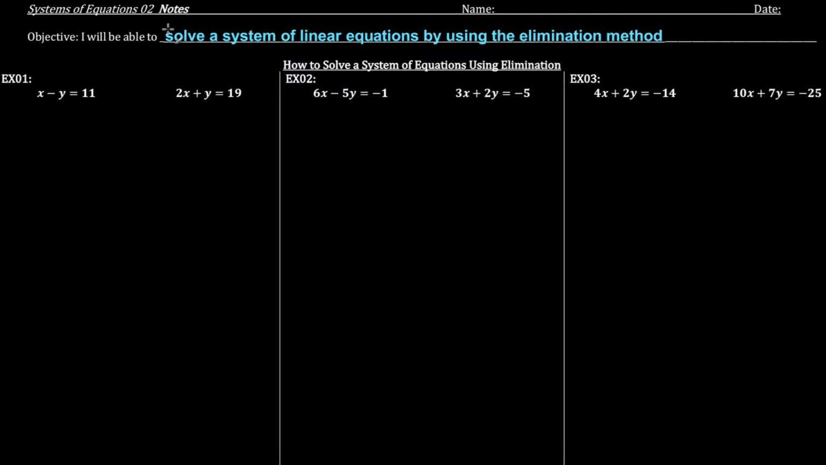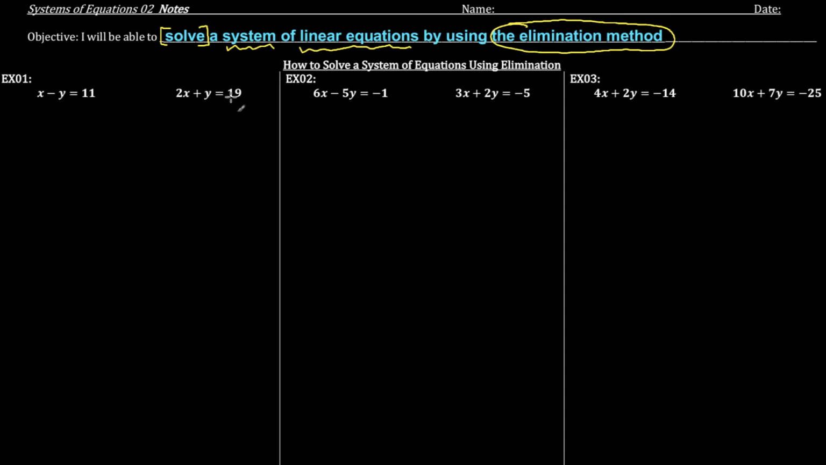All right, so in this lesson, we are going to solve a system of linear equations by using something called the elimination method. So we're going to find a common solution using elimination. So let's do it. Example 1. We have two equations, x minus y equals 11 and 2x plus y equals 19.